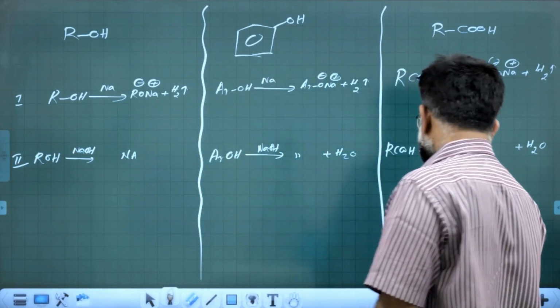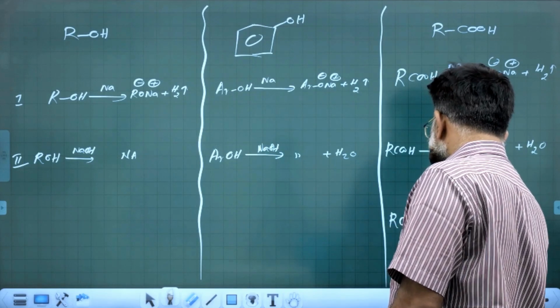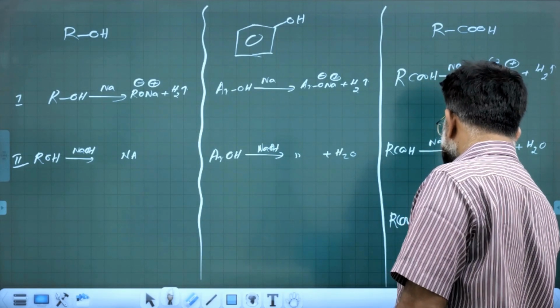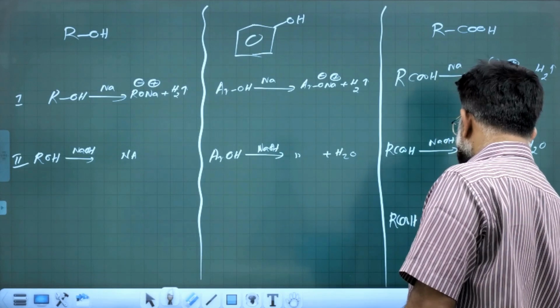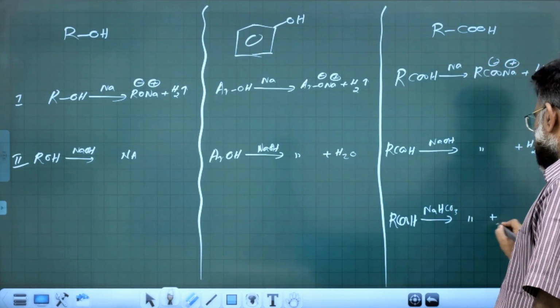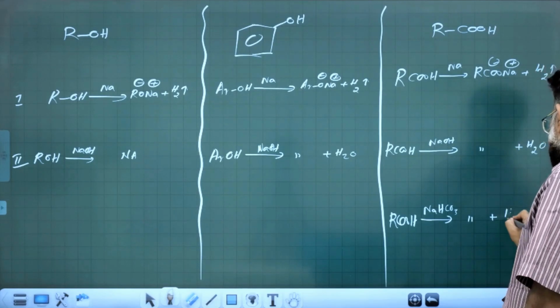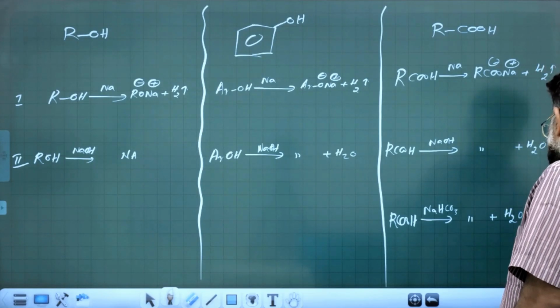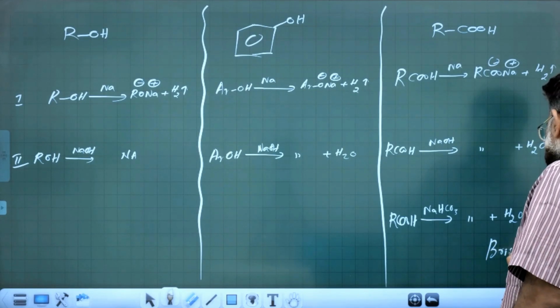Similarly, take a third reaction, carboxylic acid with sodium bicarbonate. All of you know it's a very comfortable test for acids. You get RCOONa plus H2O, liberating carbon dioxide. There is a brisk effervescence.